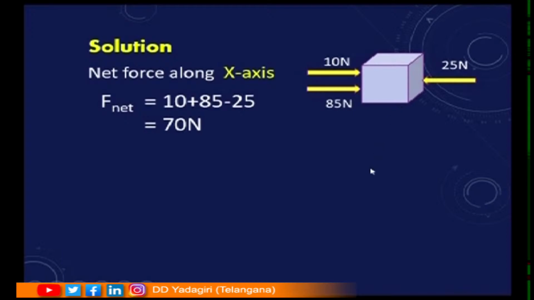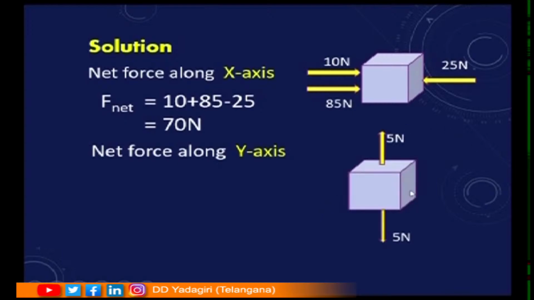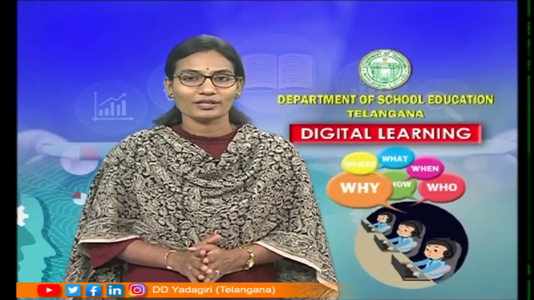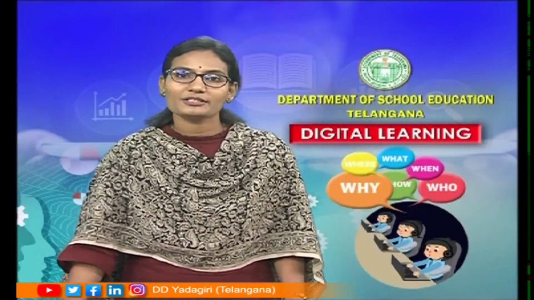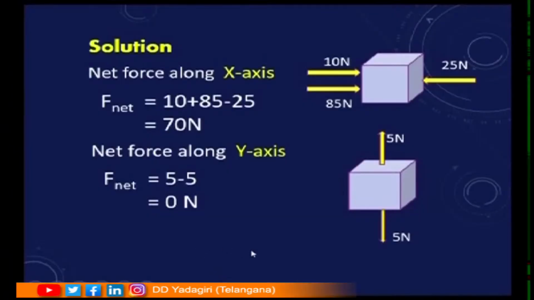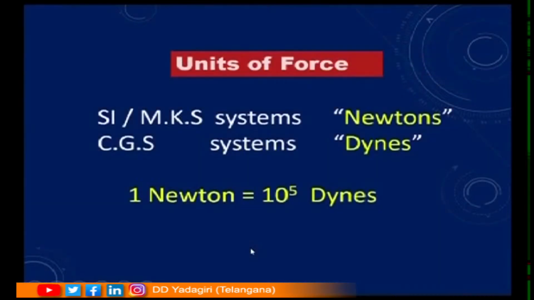Now calculate the net force along the y-axis. On this block I am taking only the forces which are acting along the y-axis. Here the 5 newtons of force is acting along the positive y-axis and 5 newtons of force is acting along the negative y-axis. So the total force on this object is 5 minus 5, which is equal to 0 newtons. It means zero force is acting along the y-axis. This is the way, children, you have to calculate the net force acting on the object.